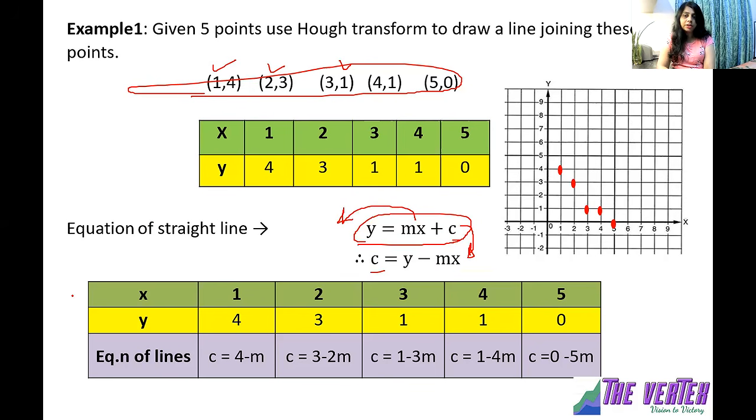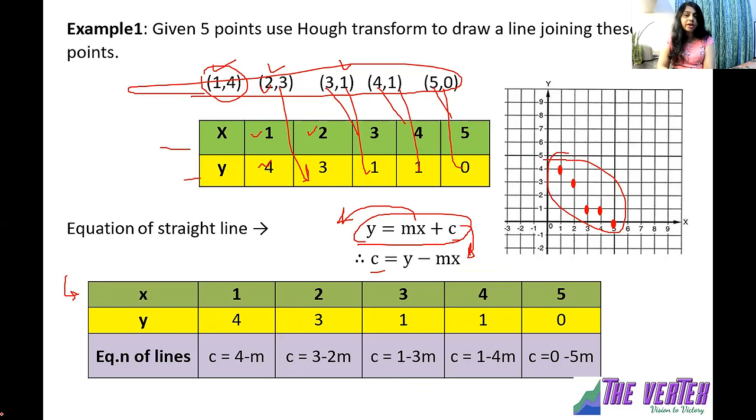Now in this table, represent the first 2 rows as they are, x and y, with values 1, 2, 3, 4, 5. What is this 1, 4? These are coordinates: x = 1, y = 4. Then here x = 2, y = 3, x = 3, y = 1, x = 4, y = 1, and x = 5, so all the coordinates of all these points.